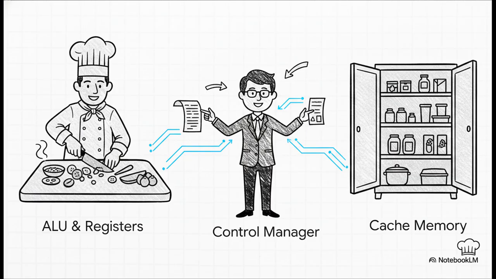Then we have our registers, things like the program counter and the accumulator. These are small, extremely high-speed memory locations. Going back to our kitchen analogy, these are basically the cutting boards sitting right in front of the chef, holding the exact ingredients being processed right this second. And finally, we have cache memory. This is a smaller, faster memory stash located right near the processor core, kind of like a nearby pantry, which drastically reduces data access time.